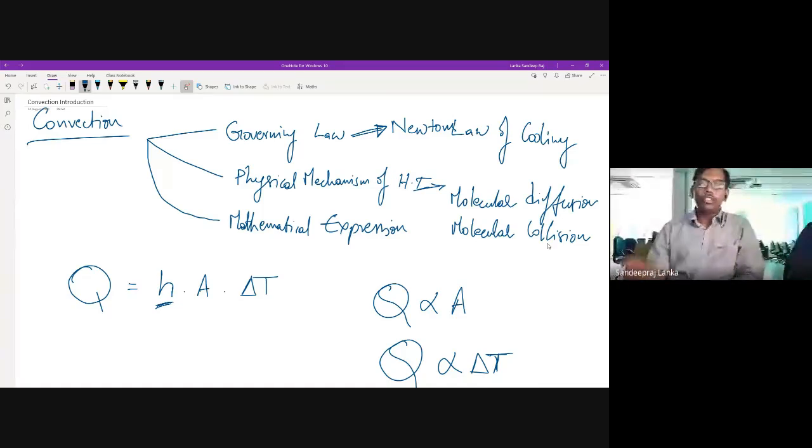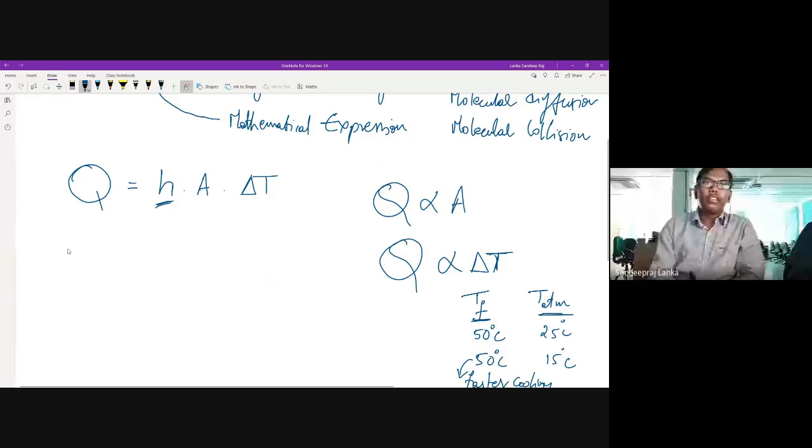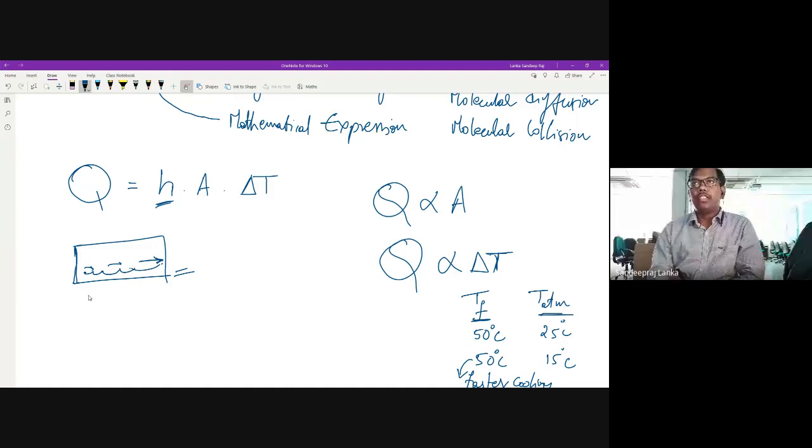If you take a space here, in this space there is a fluid flowing. When the fluid is flowing, from each particle the energy is transmitted to the other one. This is the way the energy is transmitted. Molecules are diffusing one into the other, like that, and in the process the heat is actually transferred. This we call molecular diffusion, or they may collide with each other, which you call molecular collision.